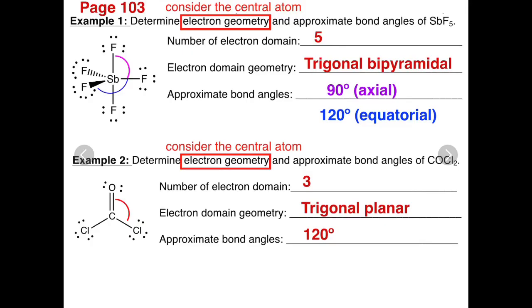So this is an example of how to predict electron domain geometry. First, you will need to draw the correct Lewis structure. As you see, without knowing the Lewis structure, you will not know how many electron domains there are. By knowing the number of electron domains, you will be able to predict the geometry, and then you will be able to find out the bond angle.